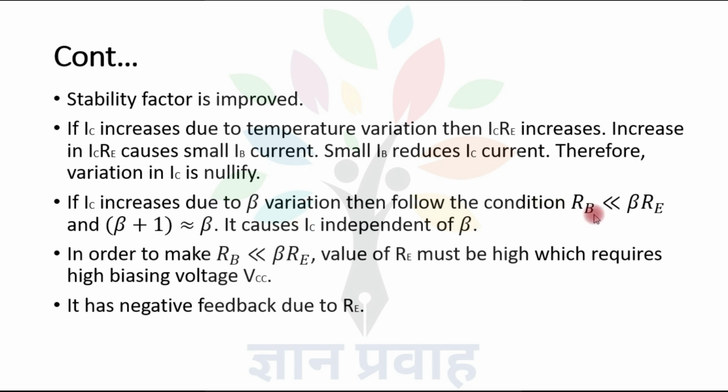If RB is very small as compared to beta RE, then the stability factor is independent of beta. It means the stability factor is improving. The limitation of this assumption is that when RB is very small as compared to beta RE, it requires a high biasing voltage VCC, and this biasing circuit has negative feedback due to the RE value.